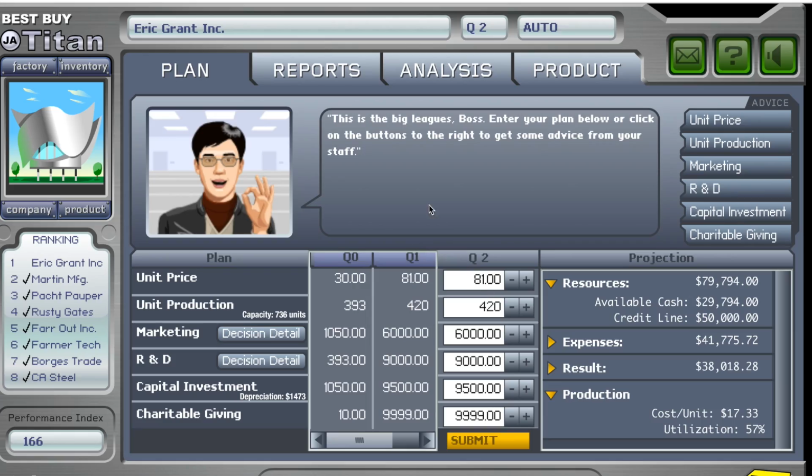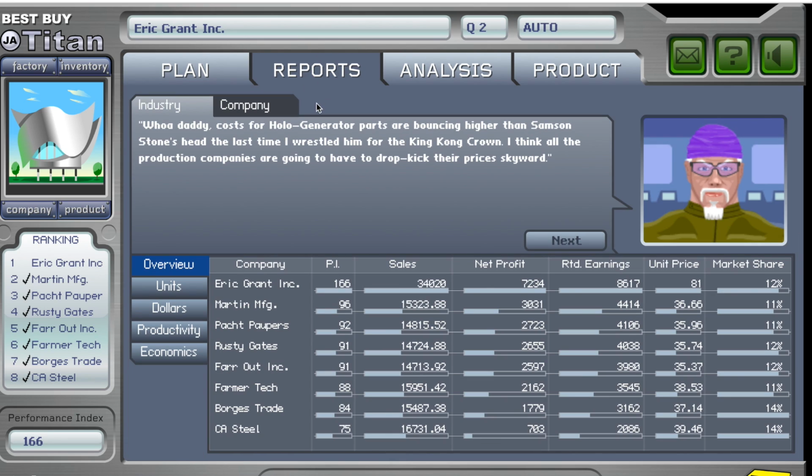So first, let's go to our reports here. Let's look at prices here. Since we're playing against the bots, they all have somewhat lower prices, and so on the higher price end, we're not really competing with anyone, so we're doing very well. Retained earnings, very high. Net profit, very high.